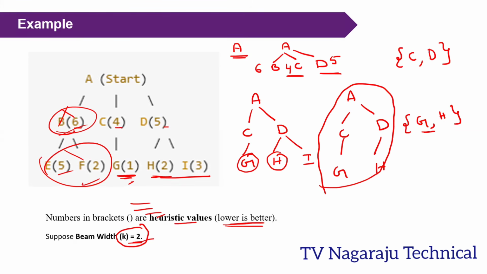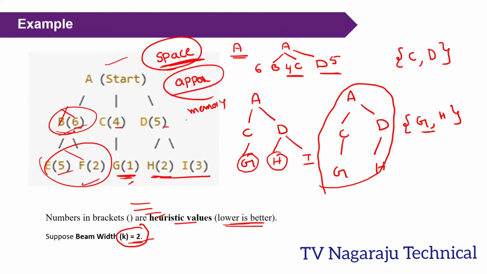Now the final question is, in what situations are we using this beam search algorithm? The main situation is if the search space is very large. Instead of expanding all the nodes, we are expanding a limited number of nodes. If you want to get approximate solutions, we move to beam search. If speed and memory are important, we move to beam search. These are the situations where we use beam search.